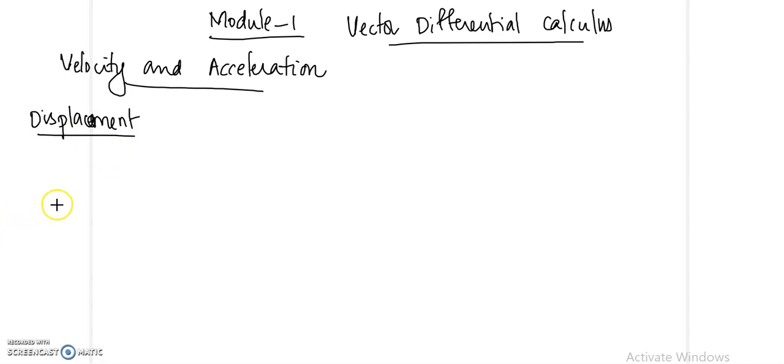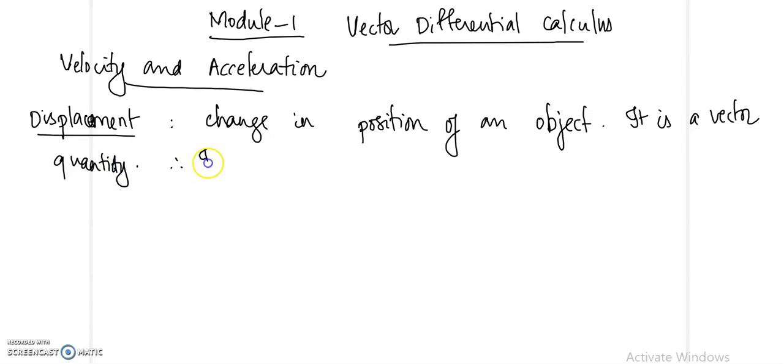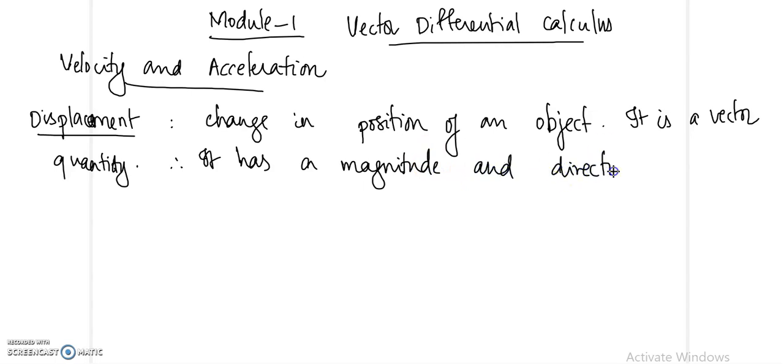As you know, displacement is defined as a change in position of an object. And displacement is a vector quantity, so therefore it has a magnitude and direction. So the displacement is defined as the change in the position of an object.